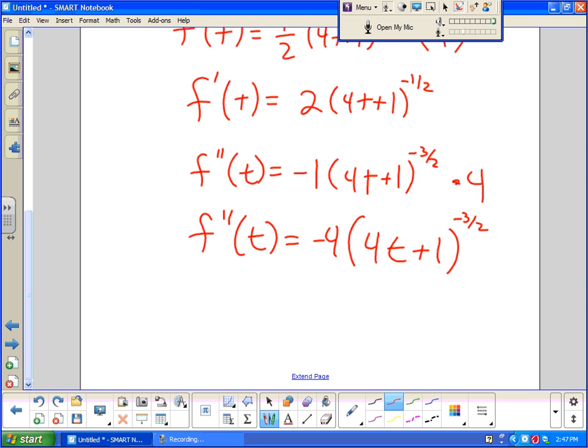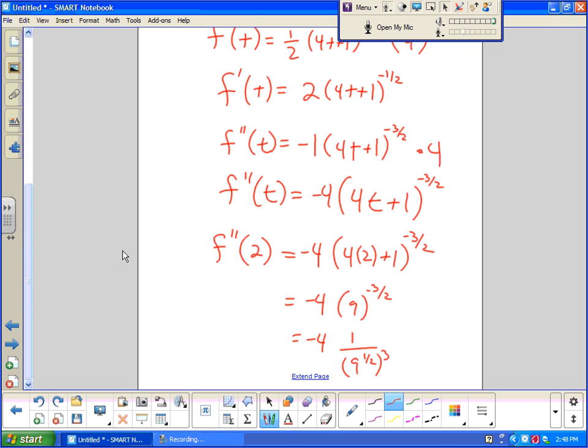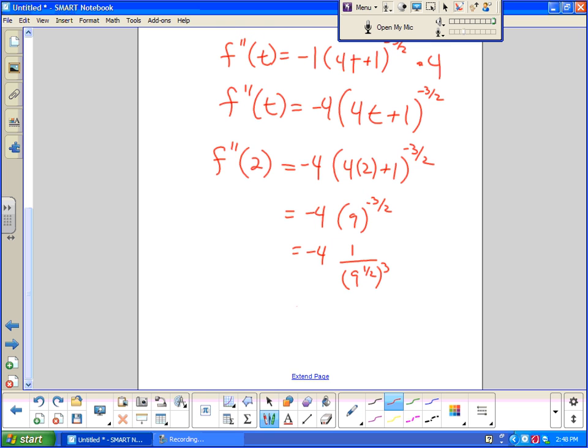And this is where I like calculators. It asks you to find, and this, you can tell I took this from the book, right? Because it's so pretty. So it's negative 4 times 9 to the negative 3 halves equals negative 4 over 9 to the half cubed. How about negative 4/27? Yeah. Negative 4/27. I'm pretty sure. Yep. And that is f prime prime of 2.